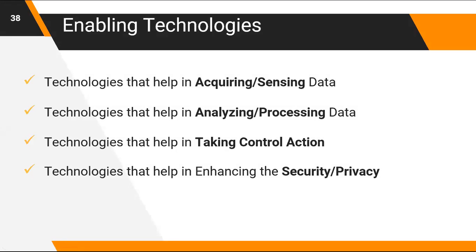Exactly what we will be doing with these technologies: the first point is we have to acquire and sense the particular data from that particular device. Second is analyzing and processing this data. Next is taking some kind of action. Last, since the data is huge, you have to ensure that security and privacy are maintained for that data. So these are the enabling technologies for your IoT infrastructure.